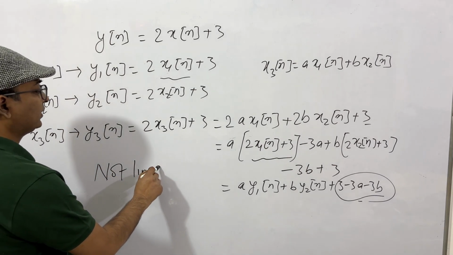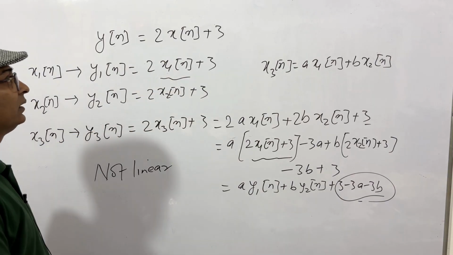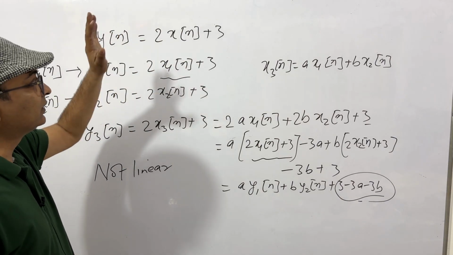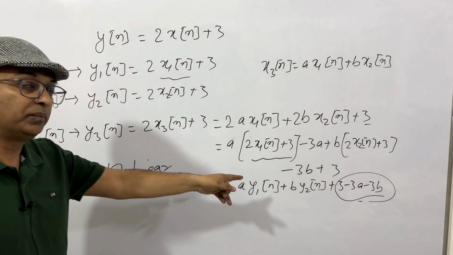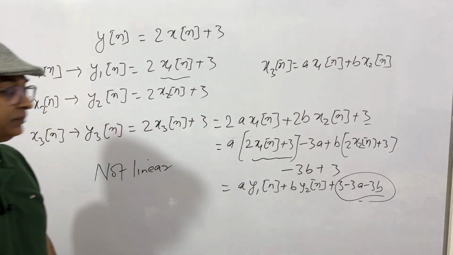So don't get confused. Don't just look at the expression and say, oh, this is linear, so the system is linear. It may or may not be linear. Clear?